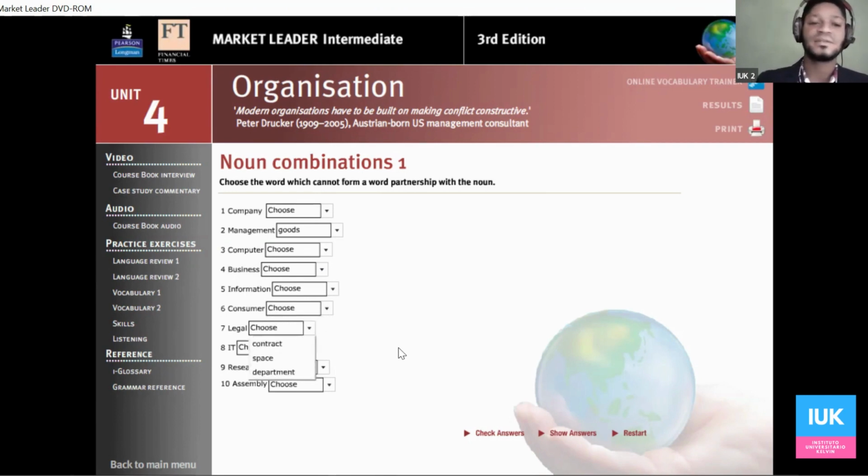Legal contract, legal department. IT levels? No, but you could say IT costs or IT staff. Research findings or research project. And 10, you can say assembly line or assembly plant. Now let's do some more listening comprehension exercises and we'll return with more grammar and vocabulary exercises.